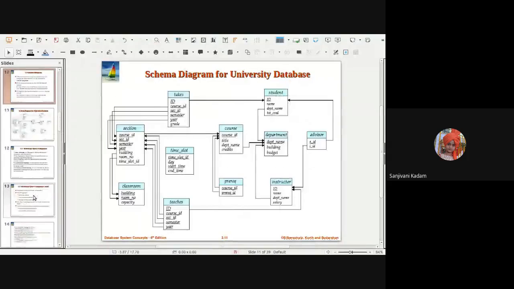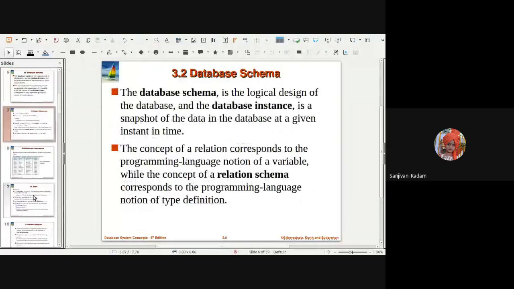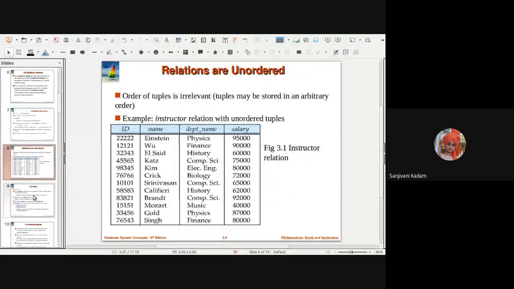For example, I will use this instructor relation. Now consider that I want to list the details of those faculties whose salary is greater than 60,000, or let us take 65,000. That is my requirement.